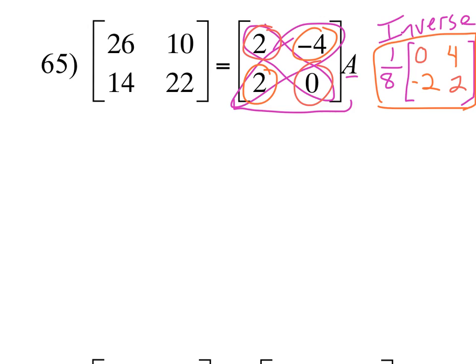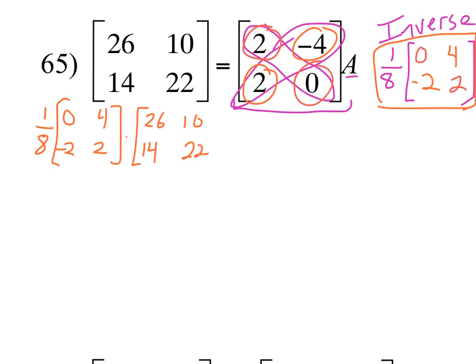This is what I'm going to multiply both sides by. And in this case, I'm actually going to multiply it out on the right side just to show us what happens to make sure that we're doing okay. I also like the strategy of keeping that 1/8 out front so we don't deal with fractions while we're multiplying. So I'm going to rewrite this as 1/8, and this is going to take a lot of writing, so bear with me for a minute. [0, 4; negative 2, 2], left multiplied by [26, 10; 14, 22]. And I'm going to multiply this out now, just again holding off on the 1/8 so we can see why this actually works.